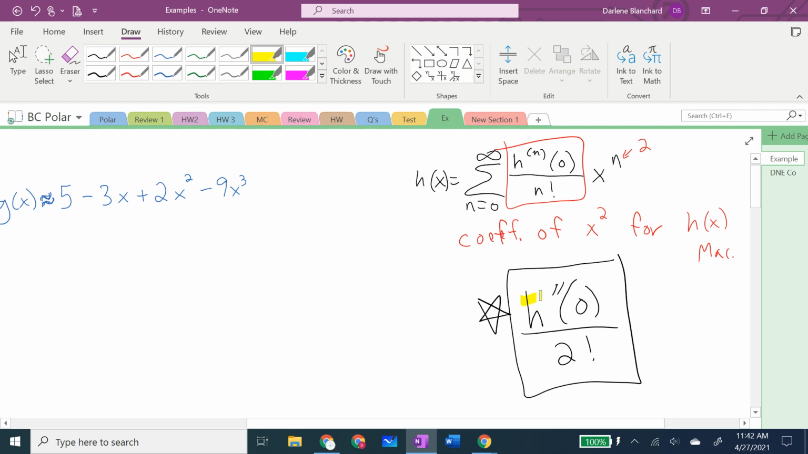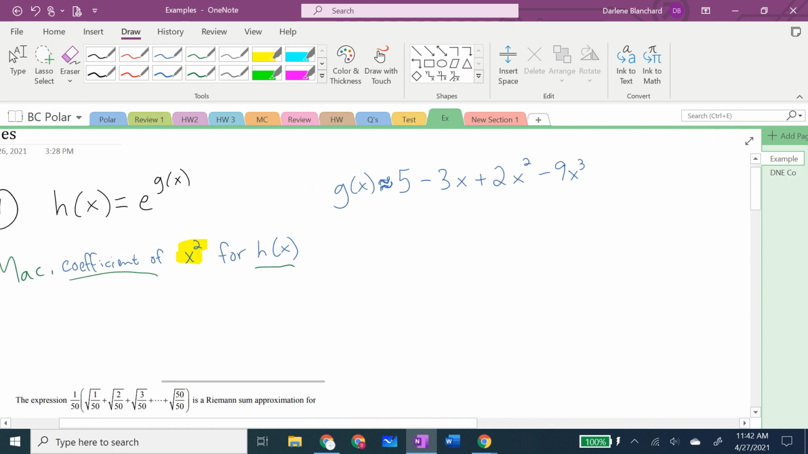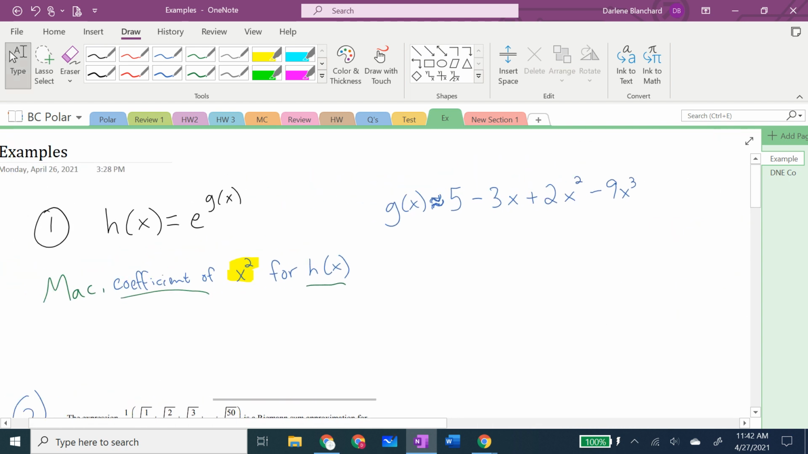So what I'm going to do is highlight what I need to find. Now this is my new goal. How do I find h double prime of 0? And I go back and look at it, and h of x is given to me in terms of another function, so how about I start deriving? Yay.